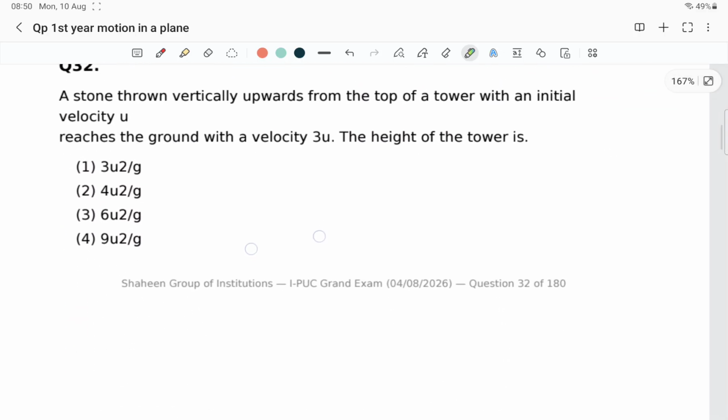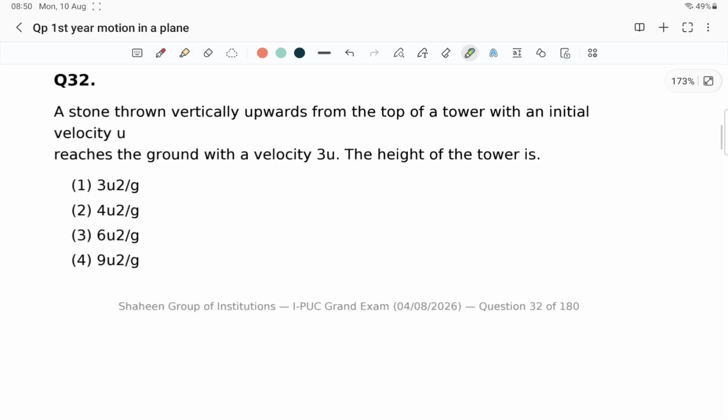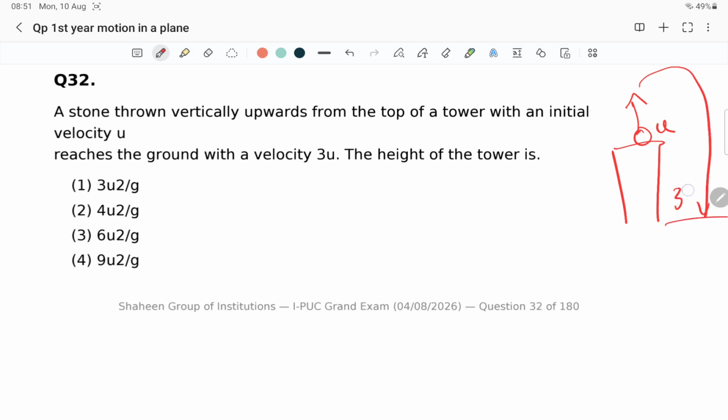Let's move to question number 32. A stone thrown vertically upward from the top of a tower with an initial velocity u reaches the ground with a final velocity 3u. The height of the tower is? Initial velocity is u, final velocity 3u.